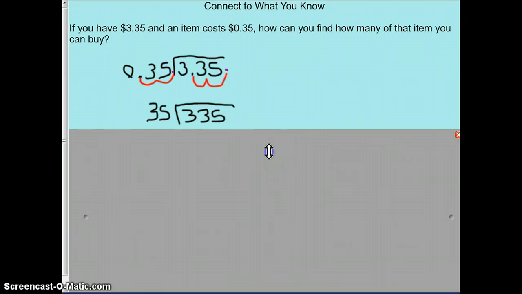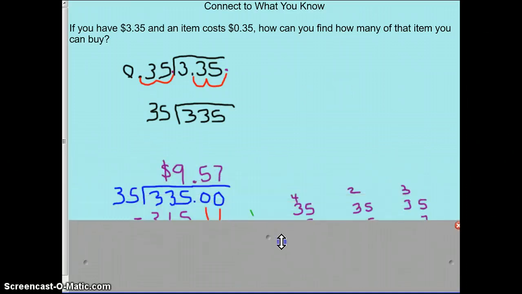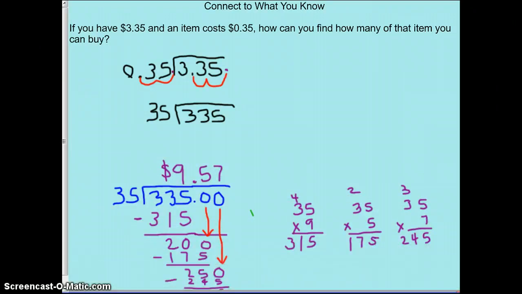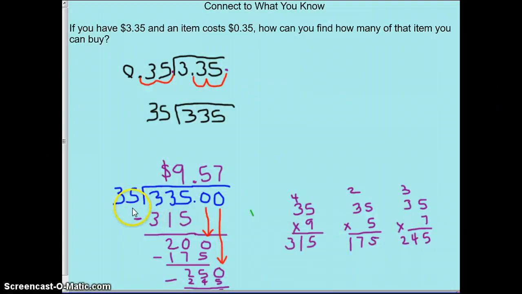Okay, now back. I said I would go ahead and try 9 because I estimated. So I went ahead and did the math because you guys have already done decimal division. So 35 goes into 335 9 times. 9 times 35 is 315. Subtract, I get 20. I bring down a 0. Then I have 35 goes into 175 5 times, and 5 times 35 is 200 minus 175 is 25.